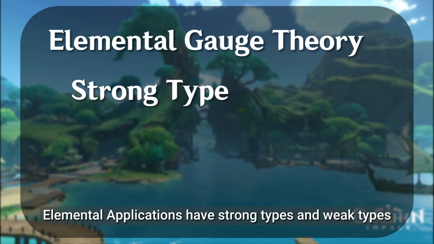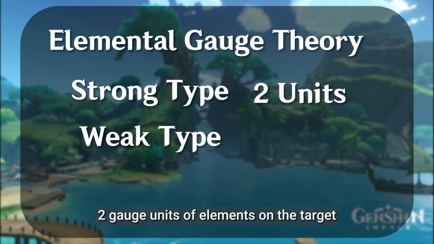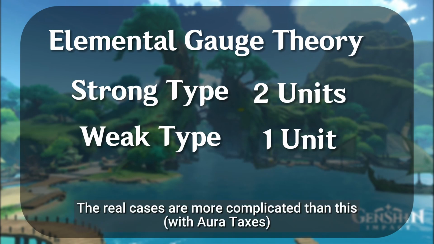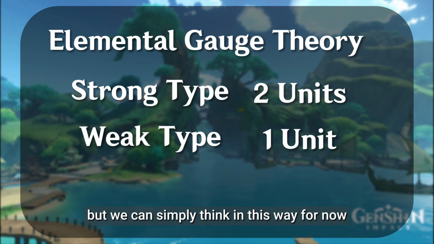Elemental applications have strong types and weak types. The application with strong types can apply 2 gauge units of elements on the target, and the one with weak type can apply 1 gauge unit. The real cases are more complicated than this, but we can simply think in this way for now.